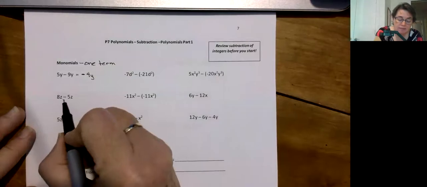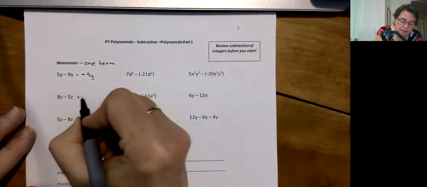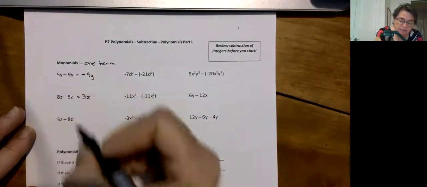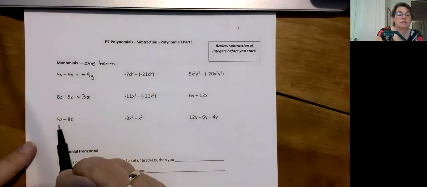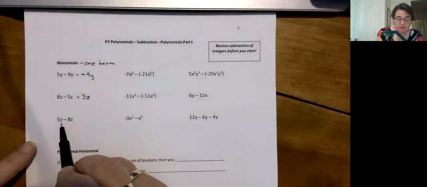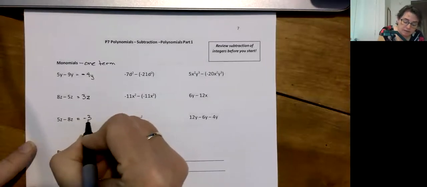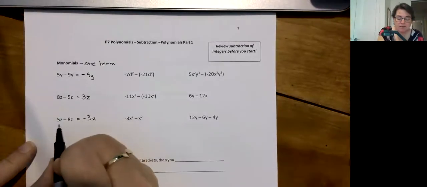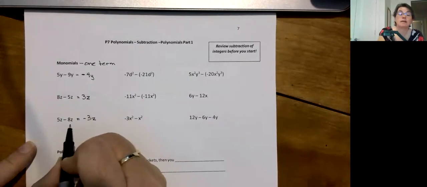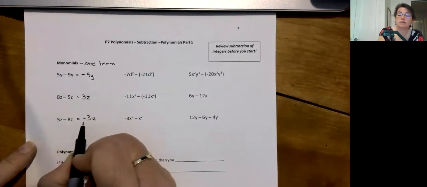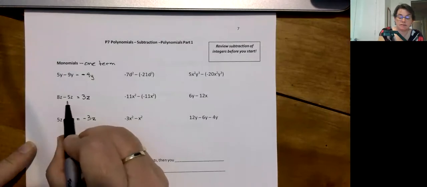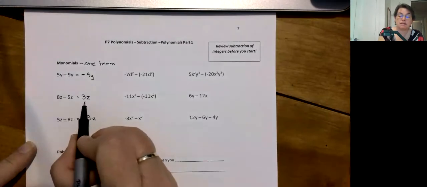All right, 8z minus 5z, that's going to give me 3z. And here, just to make sure you're good with your signs, 5 minus 8 is going to give me minus 3z. Think of this as having $5 and you spent $8, you are short $3. Whereas this is, I have 8, I spent 5, I'm still good, I have some left.